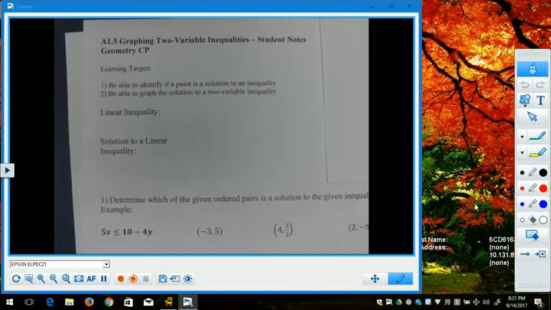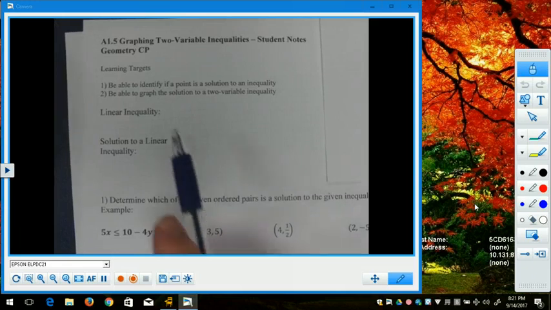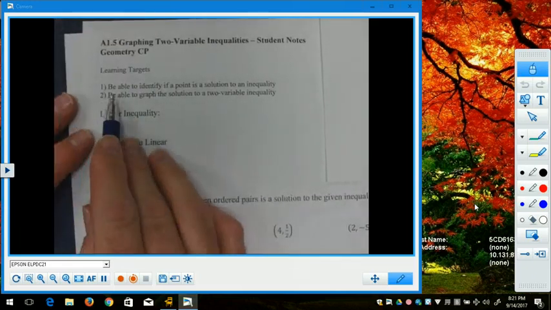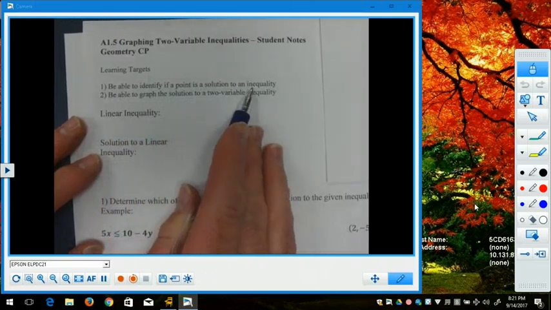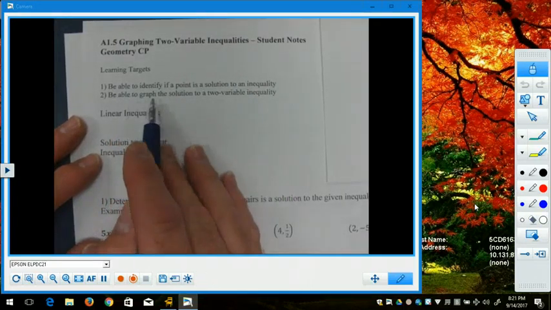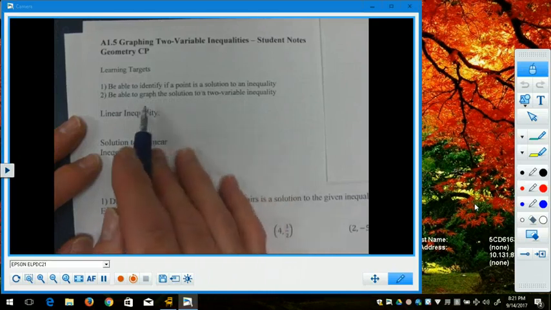Welcome to Calc-Path Geometry, lesson 1.5 from the first algebra unit, unit 1. We're looking at graphing two variable equations. The learning targets for this lesson are that you will be able to identify if a point is a solution to an inequality, and that you will be able to graph the solution to a two variable inequality.